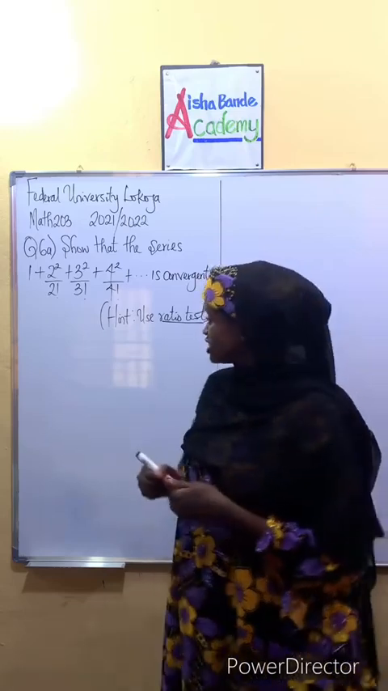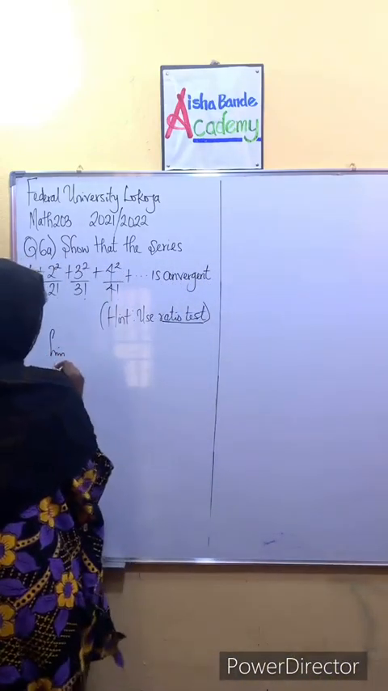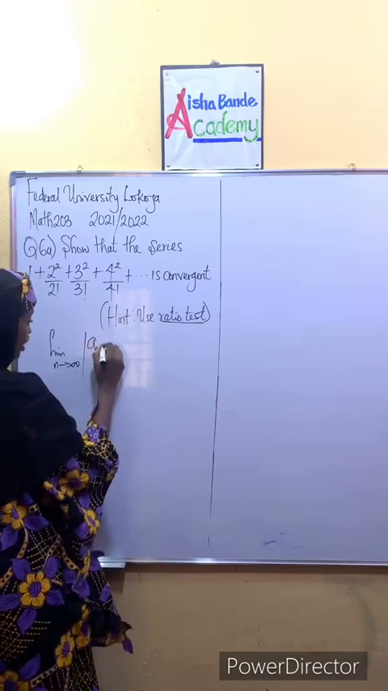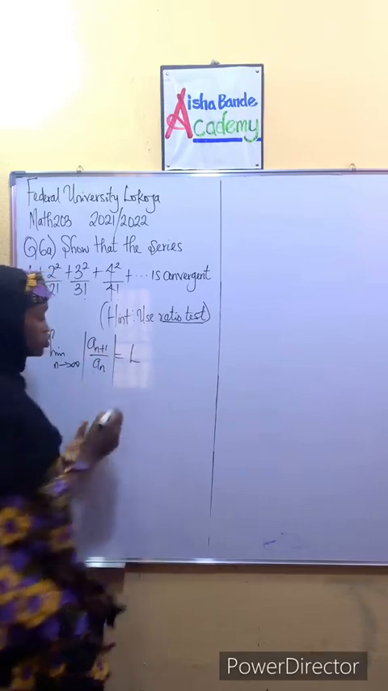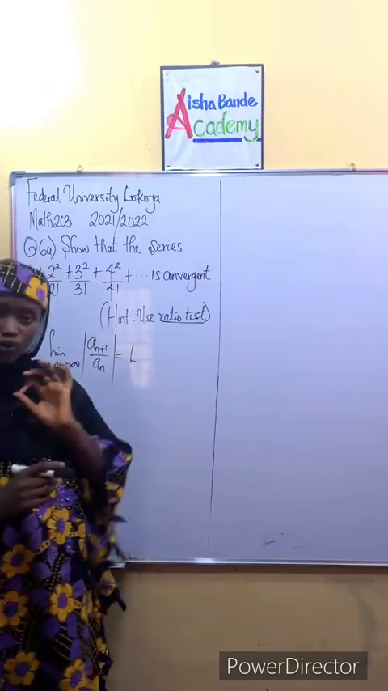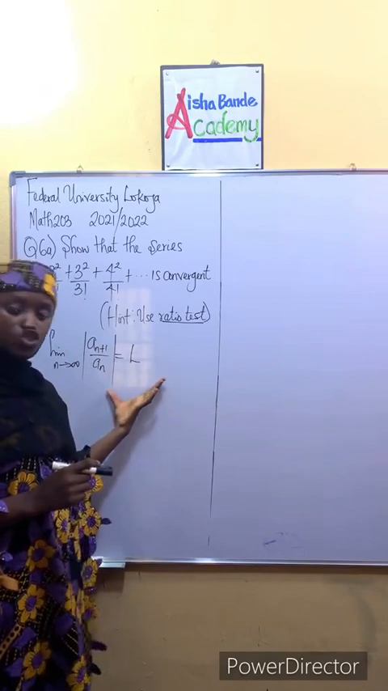Mathematically, the ratio test is given as the limit as n tends to infinity of the absolute value of a subscript n plus 1 over a subscript n, equals L. So this is the mathematical representation of the ratio test. However, there are three conditions under this ratio test.